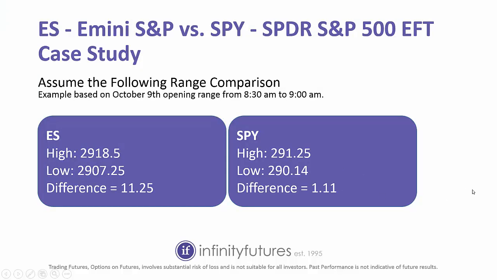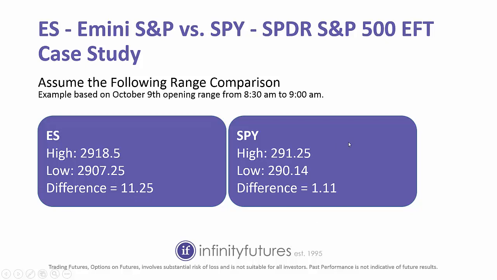All right, let's do a case study between these two instruments. Let's take a look at the opening range on October 9th from 8:30 in the morning to 9 o'clock Chicago time. On the left-hand side, we see the E-mini S&P, and during that 30-minute range, we had a high of 2918.50 and a low price of 2907.25 for a difference of 11.25.